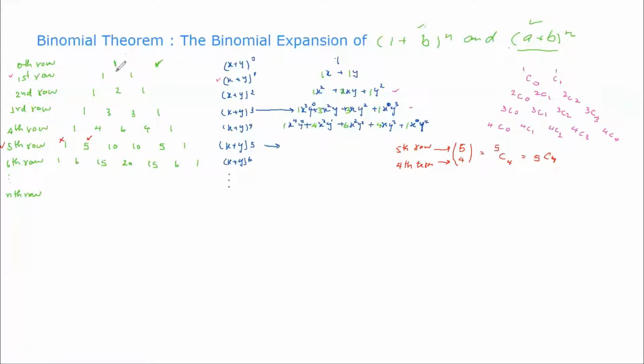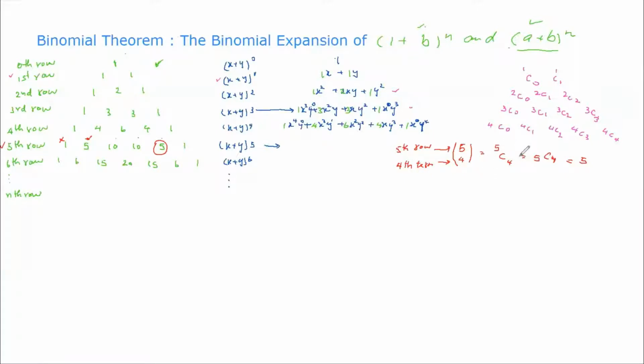Because this one becomes 1C0, 1C0, 2C0, 3C0. We don't count this. We count this one as a first term. So you can count from here, first term, 1, 2, 3, 4. So your answer is gonna be 5. So this one answer equals 5. Okay, the coefficient of the fifth row of the fourth term.